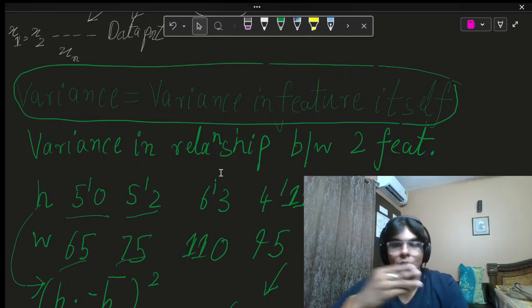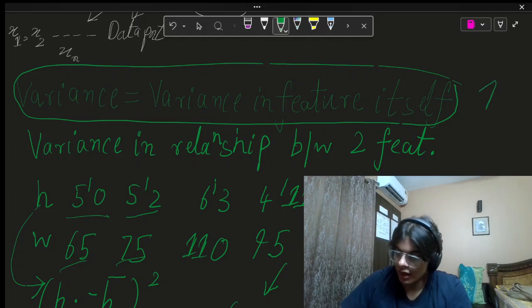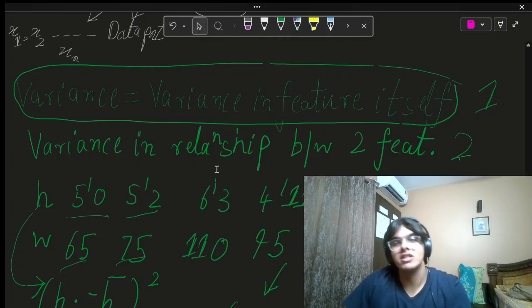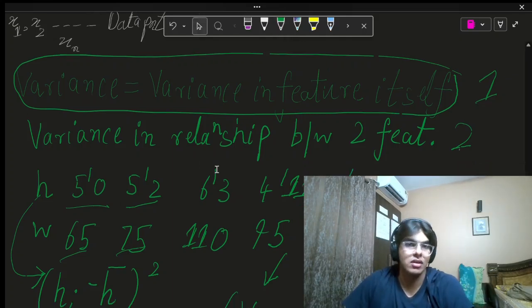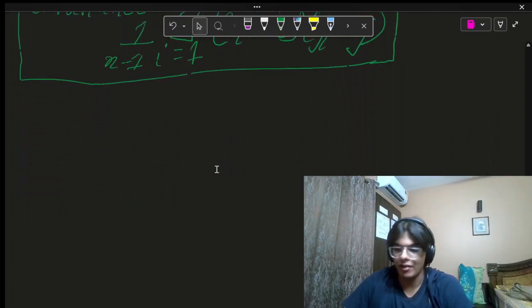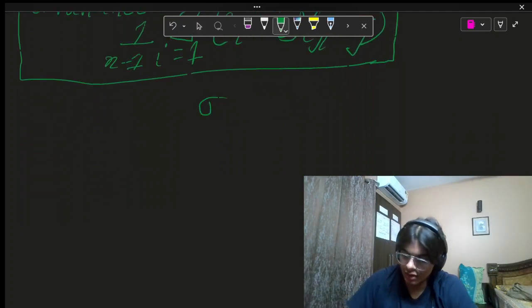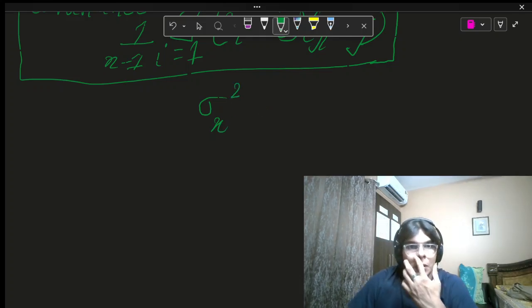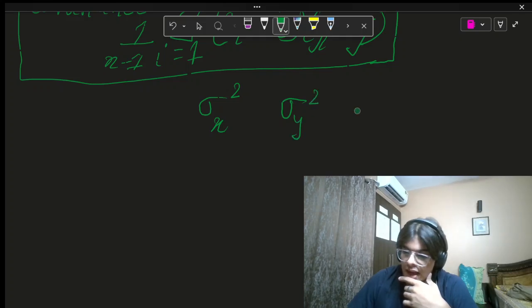So it can be of two types. This is type 1, where there is variance with the features itself, and then there is variance with the relationships that any two features have with each other. We need to capture both of them. So we have variance with itself, which can be like this. This is variance of x with itself, which is nothing but what we are calculating. This is variance of y with itself, and this is how we represent the variance between x and y. This is basically how we write covariance.